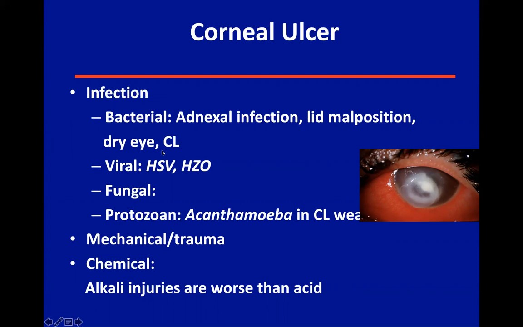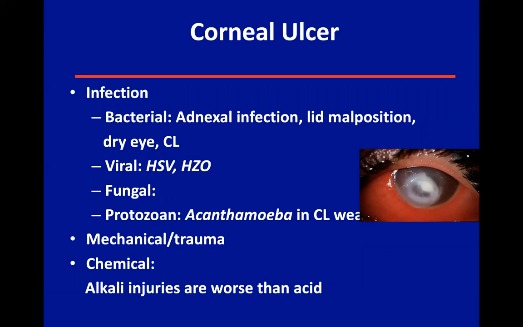It's usually infection, bacterial. It could be also from the lids, from the adnexal infections, dry eyes, contact lenses. There are so many causes of corneal ulcer. It could be viral, whether herpes simplex virus, herpes zoster, we're going to be talking about that. It could be fungal, and it could also be due to acanthamoeba. It could be mechanical, something hit as trauma, or it could be chemical.